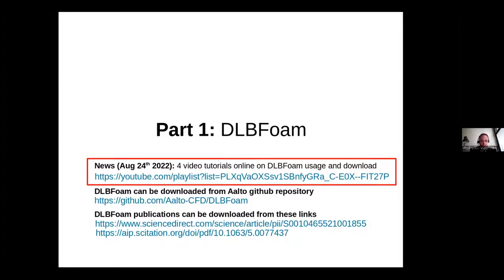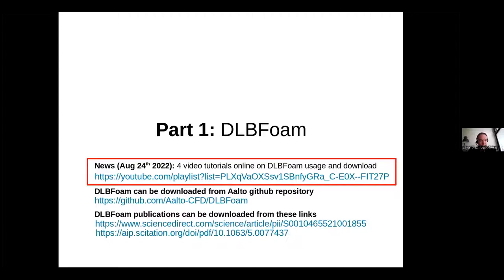But let's go to part one, DLBFoam. What is DLBFoam about? DLB, by the way, stands for dynamic load balancing. First of all, some news. Recently we published 4 video tutorials online on DLBFoam usage. So how you use it, what the theory and method are, how to download it, and how you run the tutorials and so on. So you can watch them yourself. They are about 10-minute tutorials each, so rather quick to go through.